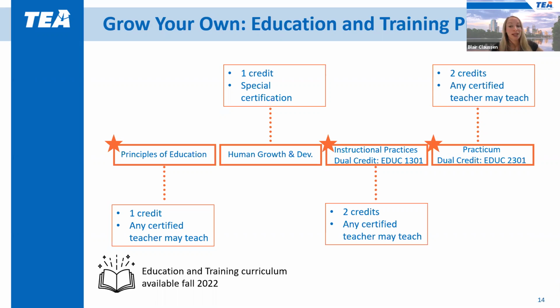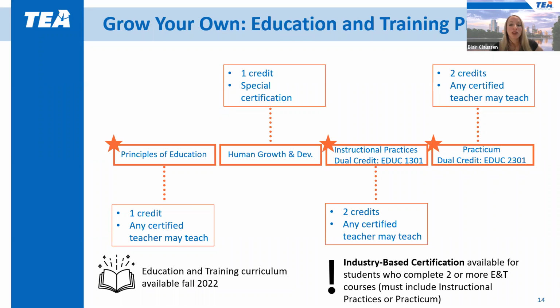Also, another bonus to receiving this decision for funding is that that curriculum comes with implementation supports. So your teachers will get some additional supports there. Also, another bonus, if students successfully complete 2 or more of these courses, including either instructional practices or the practicum, they'll actually be eligible for an industry-based certification, and they can receive their Educational Aide 1 certificate.